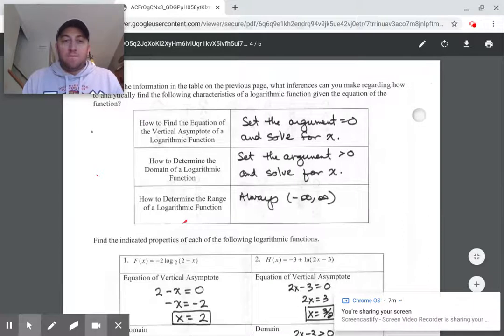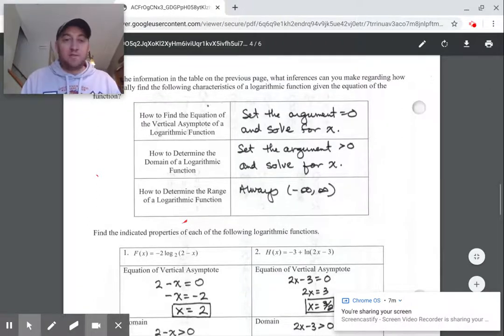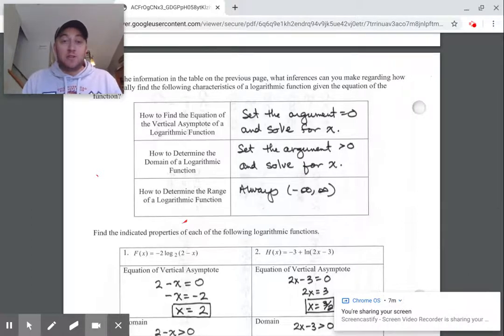So find the following characteristics of a log function given the equation of the function. If you know the equation of a logarithm, can you find the vertical asymptote? Do you know what the domain is? And then how do you determine what the range is? So these 3 things are important. The first thing is, if I think back, exponential equations have a horizontal asymptote. The domain is always negative infinity to positive infinity. And then the range is always going to be, all right, is it above or below the horizontal asymptote?